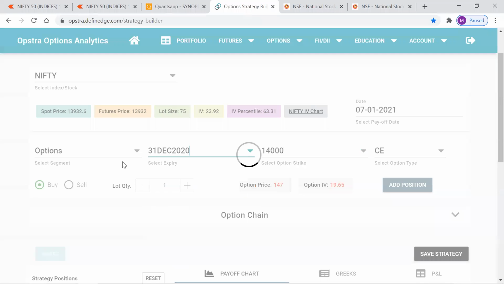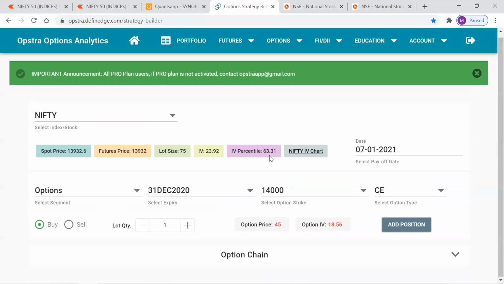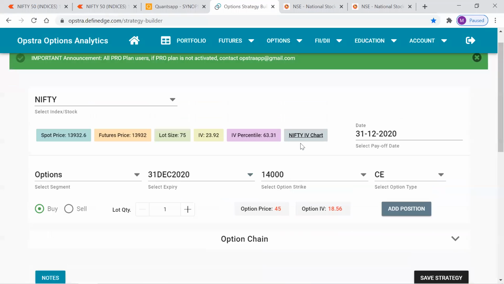So imagine that you're dealing with Nifty options, 31st of December, and 14,000. You're estimating that Nifty will cross 14,000 before 31st of December. For that, you need to buy a call, CE. So click on add position.